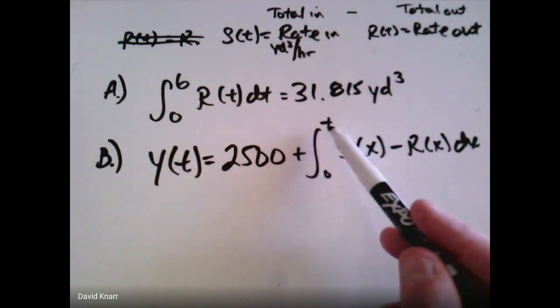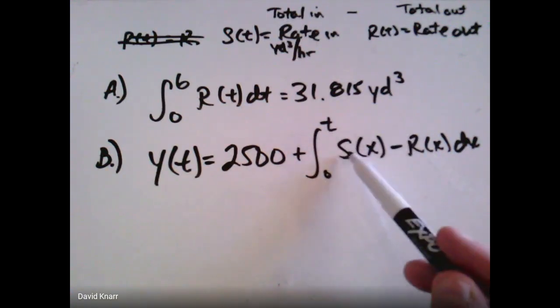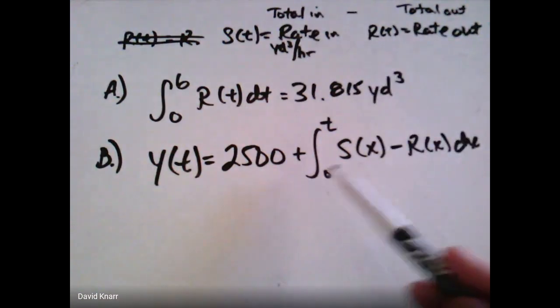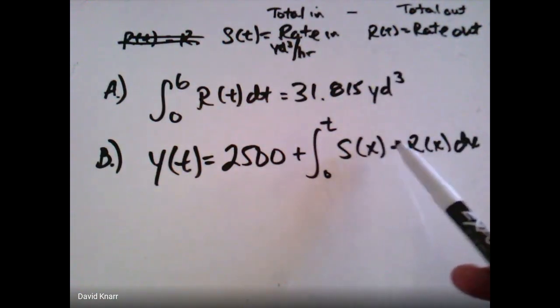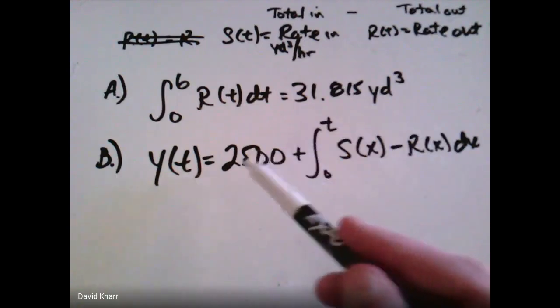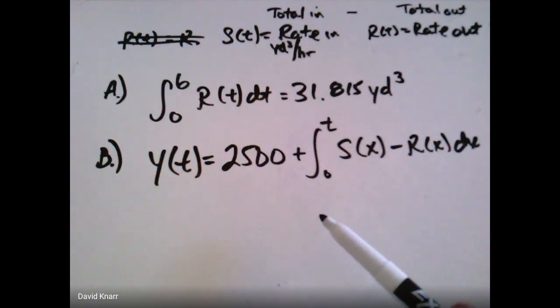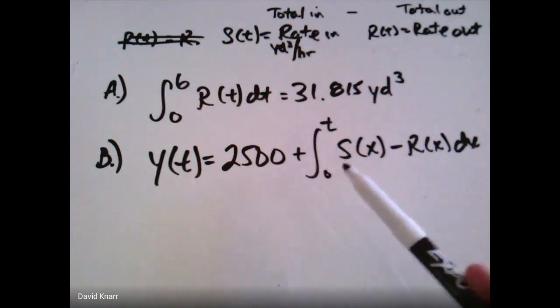Because no matter what time I plug in here, what would I do? I'd integrate the rate in, it would give me the total in. I'd integrate the rate out, it would give me the total out. I'd subtract total in minus total out and add 2,500 that I started with. Okay, so I'm all done with this.